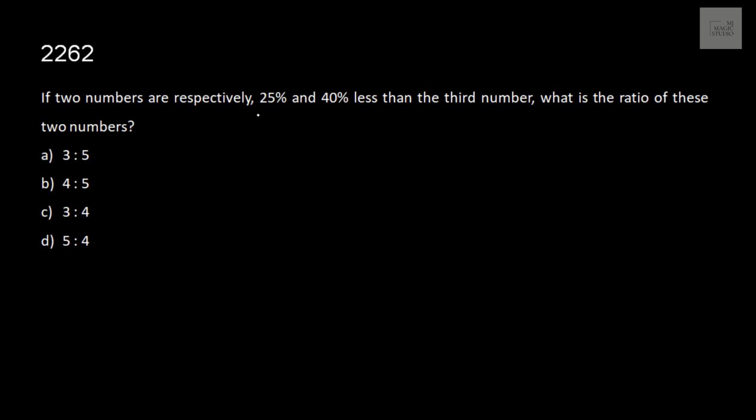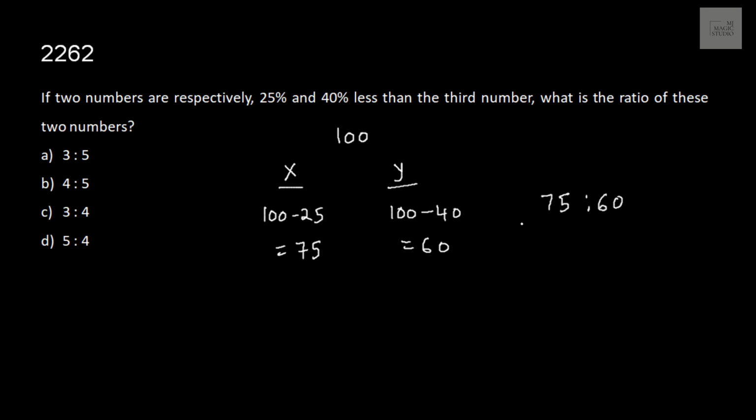If two numbers are respectively 25% and 40% less than the third number, suppose the third number is 100, then the first number is 25% less, that would be 100 minus 25, that is 75, and the second number is 40% less, that is 100 minus 40, that is 60. Then what is the ratio of these two numbers? 75 is to 60, divide by 15, 5 is to 4. The two numbers are 5 is to 4 in ratio. Option D fits in.